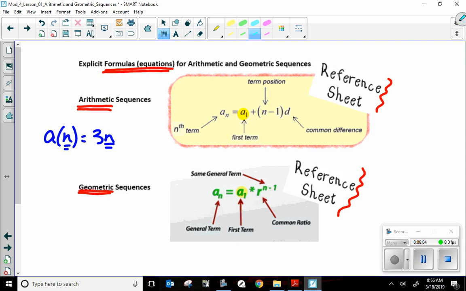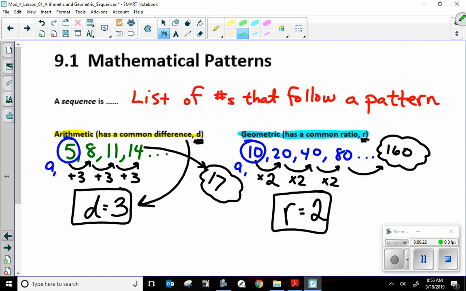I'm always using an n, and it's always n minus 1. All right. So the last thing I need: I multiply when it's arithmetic times my common difference. My common difference, you can tell just by looking at it.